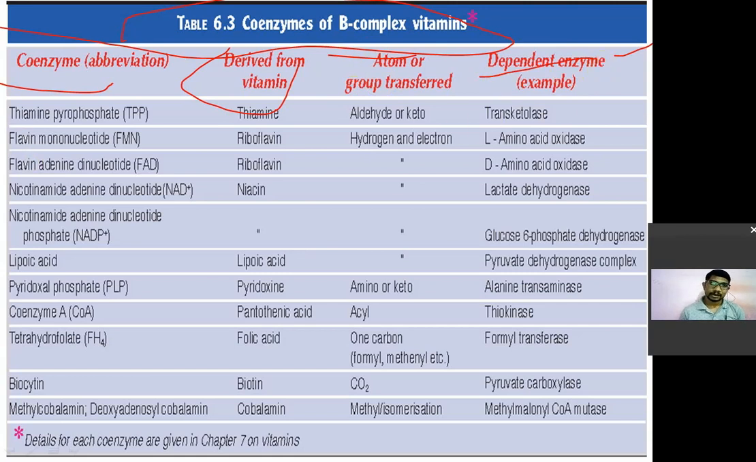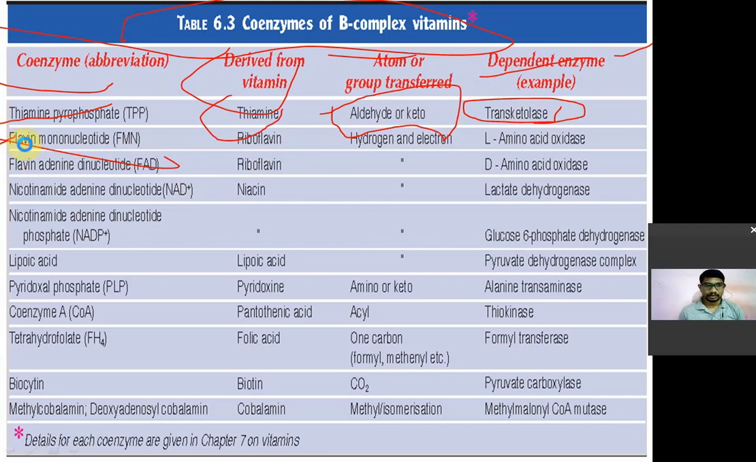Okay? So coenzyme का नाम है थायमिन पायरोफॉस्फेट, TPP, थायमिन पायरोफॉस्फेट. So that is biosynthesized from, that is derived from thiamine and involved in the transfer of aldehyde or ketone group. Okay? And TPP dependent enzyme is transketolase. So this is the enzyme which is dependent on coenzyme known as TPP, thiamine pyrophosphate. क्या करेगा ये? aldehyde group को ट्रांसफर करेगा. थायमिन पायरोफॉस्फेट में थायमिन विटामिन होता है.